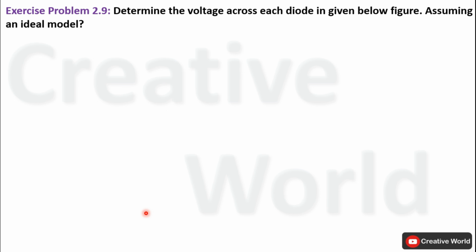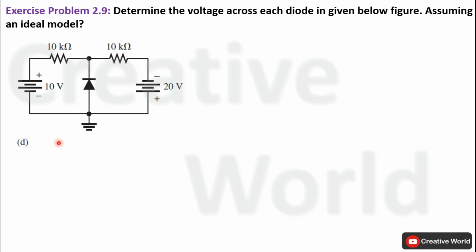Move to the last configuration. In this configuration, this diode is in reverse biased mode due to this voltage source because positive terminal of the voltage source is connected to the cathode of the diode and negative terminal of the voltage source is connected to the anode of the diode. But in the right half circuit, the positive terminal of the voltage source is connected to the anode of the diode and negative terminal is connected to the cathode of the diode.